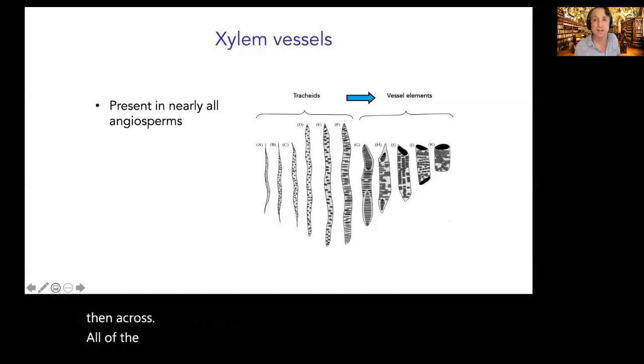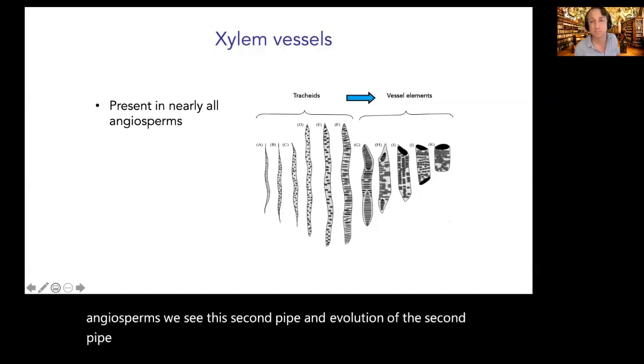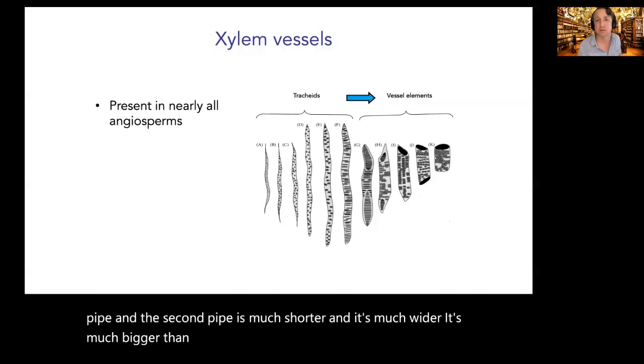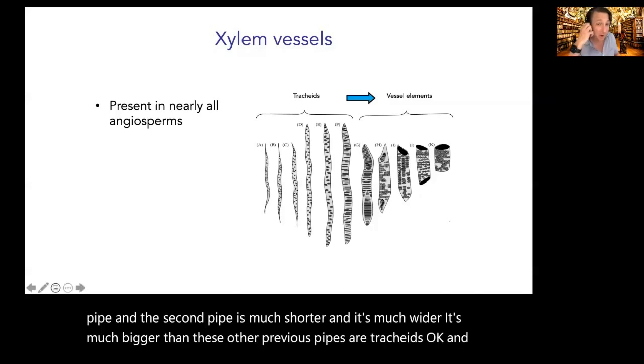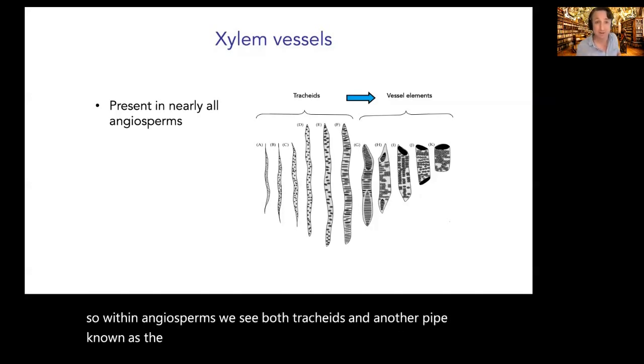But then once we get into the angiosperms, we see the evolution of a second pipe. And the second pipe is much shorter and much wider. It's much bigger than these previous pipes, or tracheids, okay? And so within angiosperms, we see both tracheids and another pipe known as the vessel. And vessels are present in nearly all angiosperms.